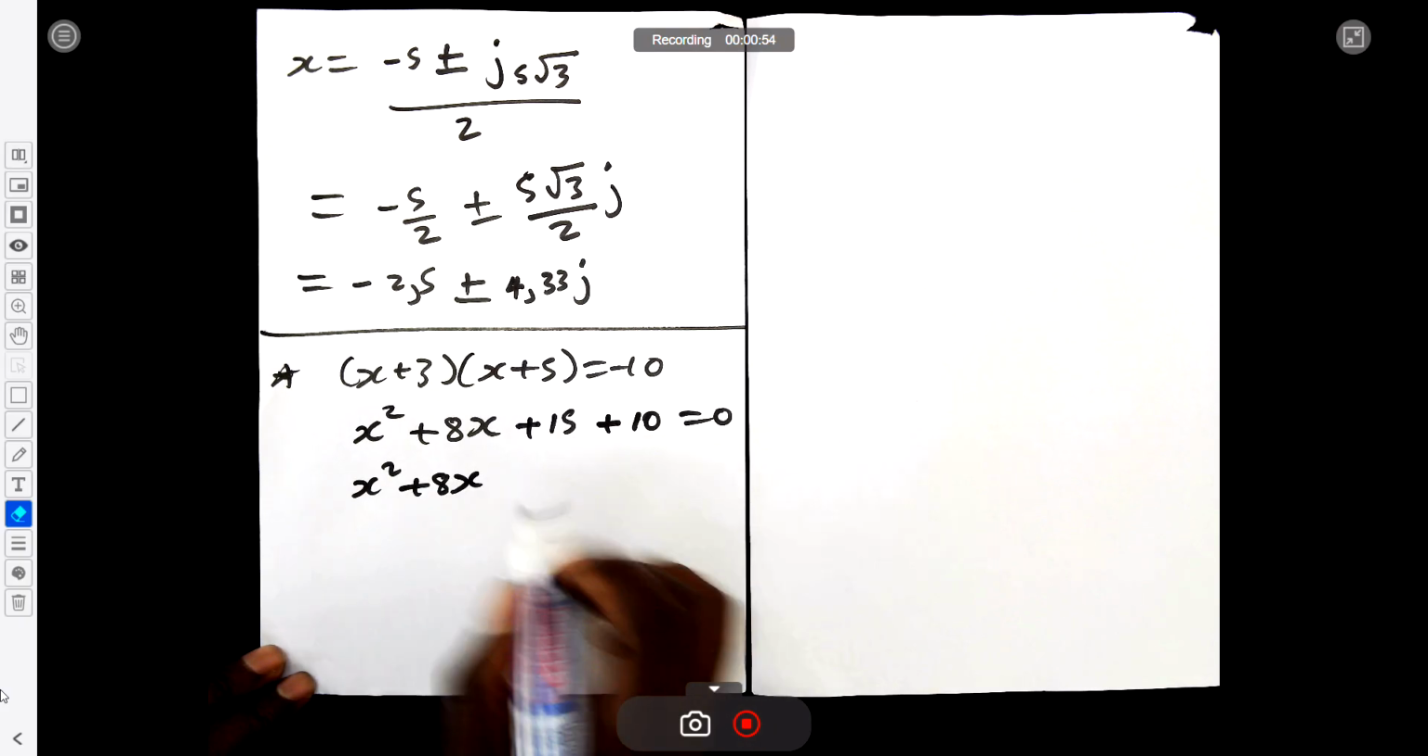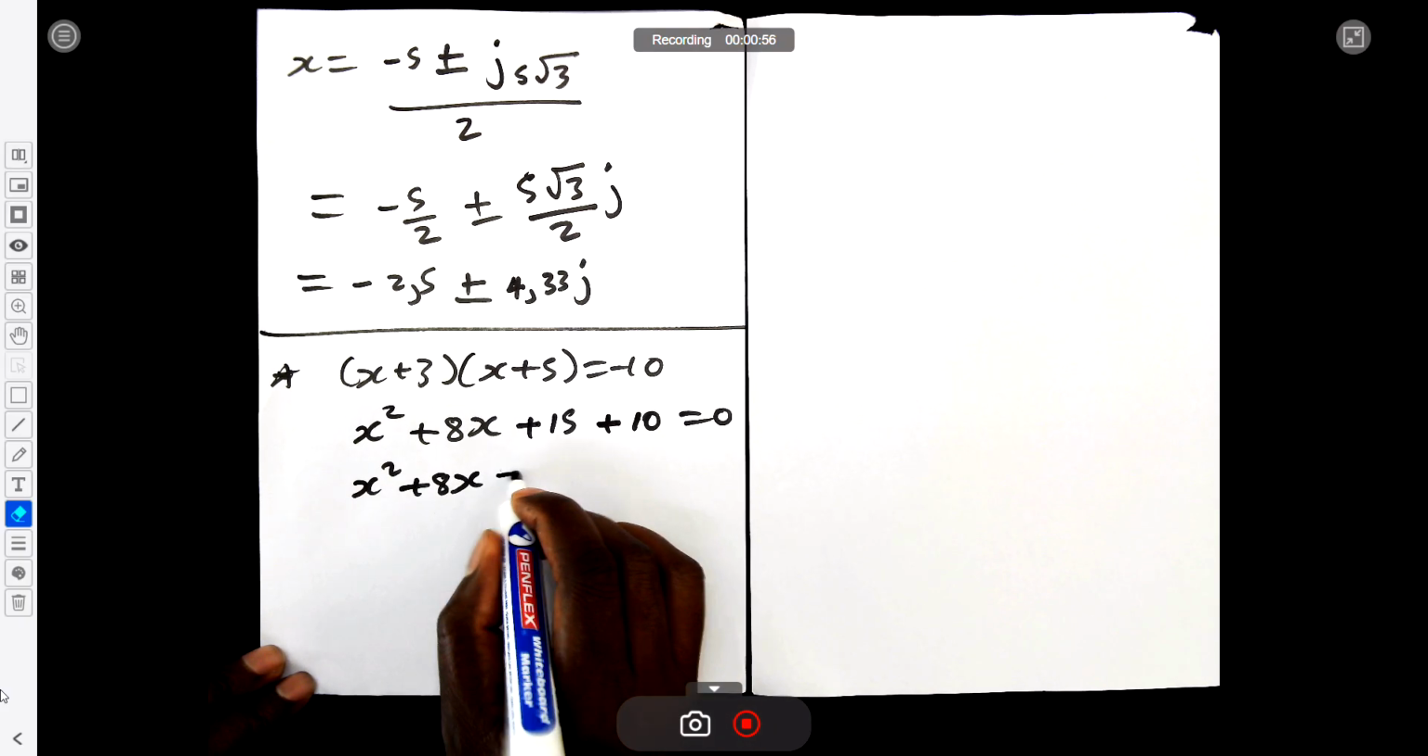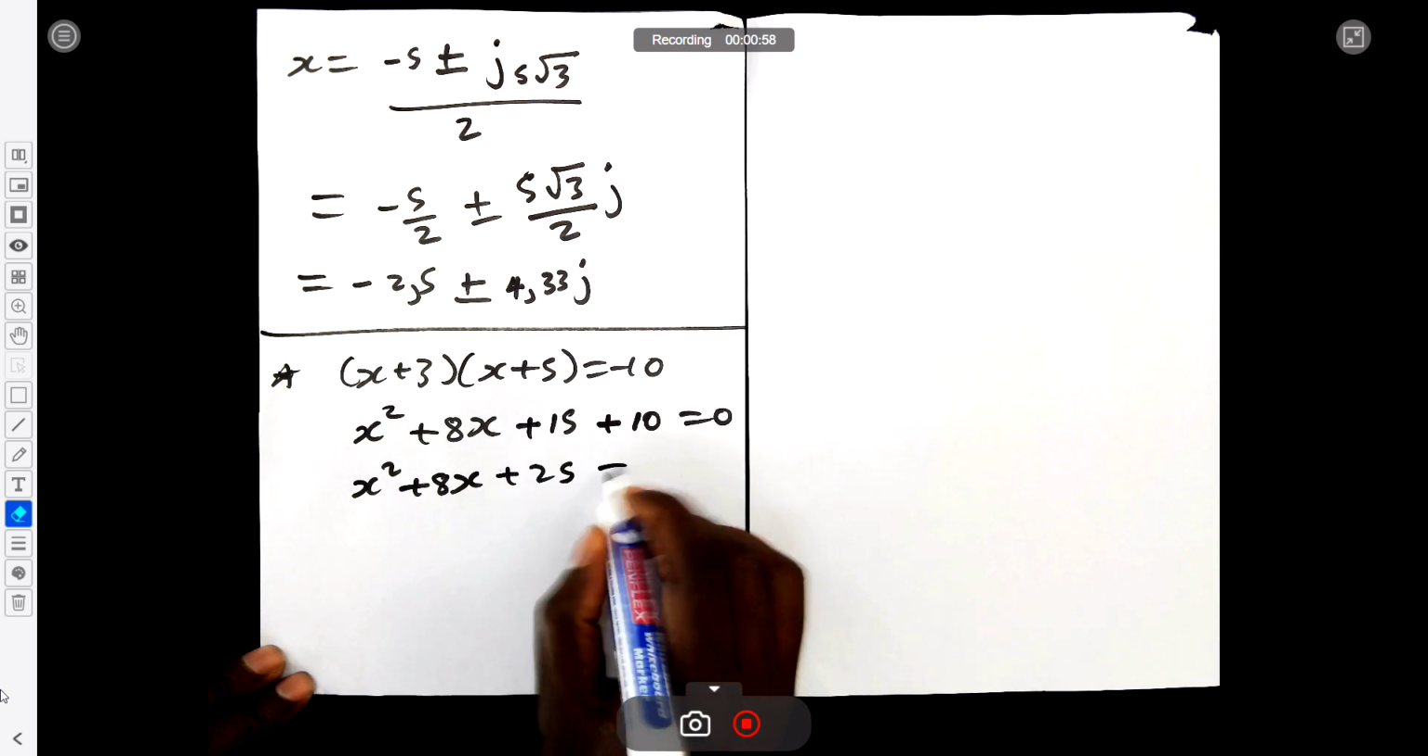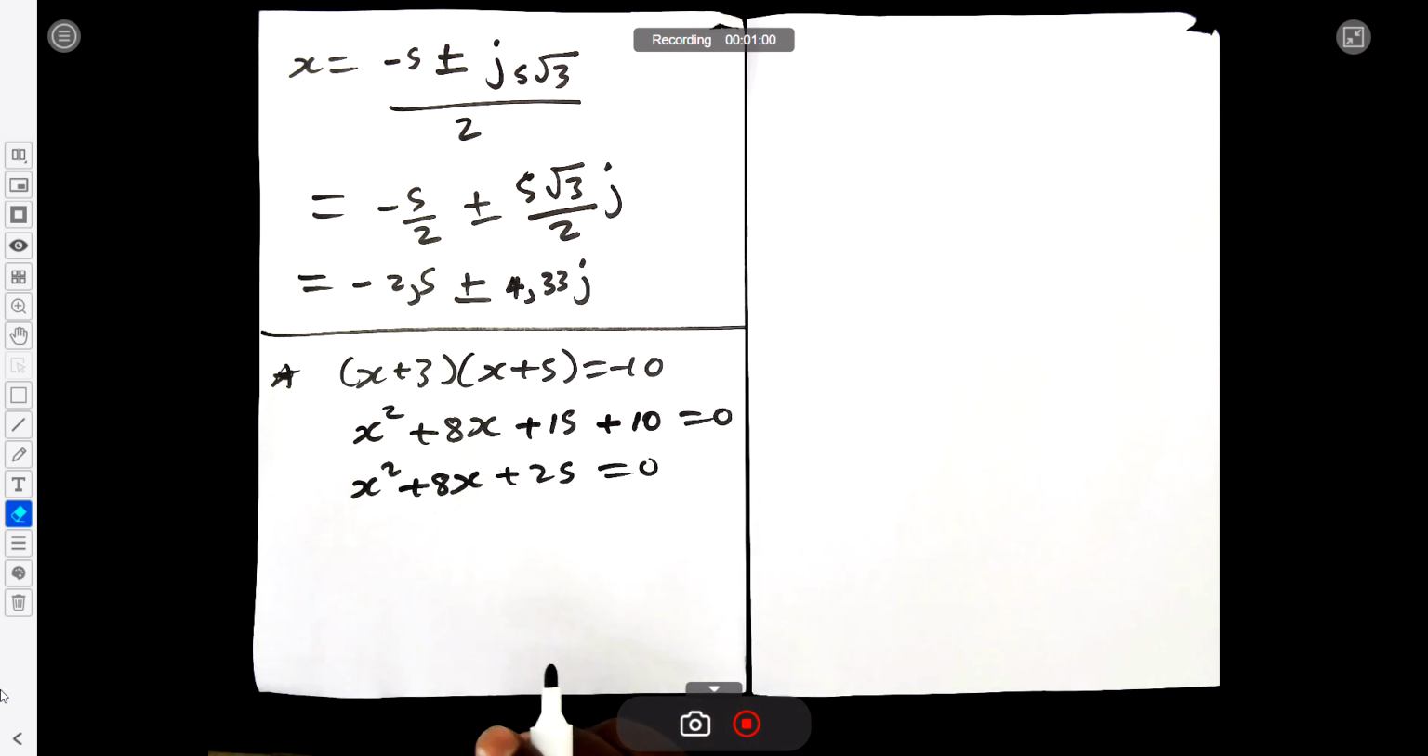plus 25 equals 0. So let's not waste time going to figuring out the factors, because we know 5 plus 5 is 10, subtracting them is 0, 1, and 25.